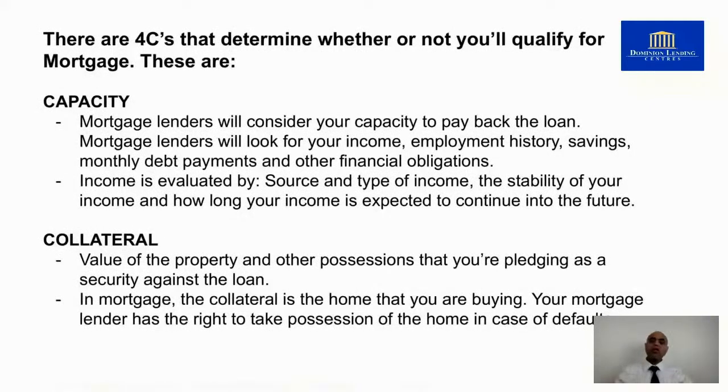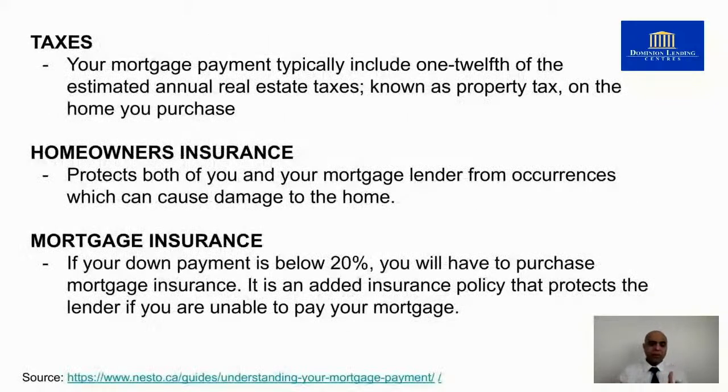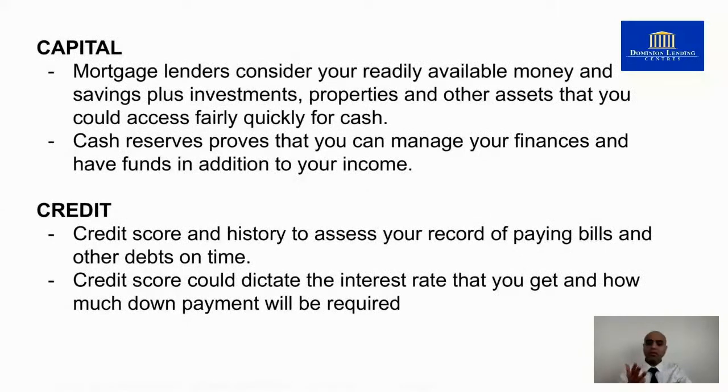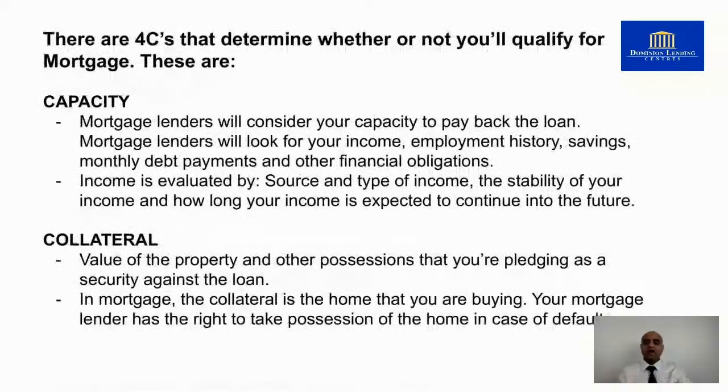Now, there are 4 C's. So that's enough about the terms, right? Those are mortgage related terms you'll see on a piece of document somewhere, on the mortgage terms and conditions, so on and so forth. When you get into the nitty gritty of it, when you're going for a pre-approval, there are 4 C's a mortgage company looks for. One is capacity, second one is collateral, the third one is capital, and fourth one is credit. Now, I'll go back to it.